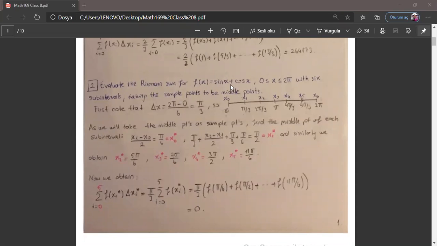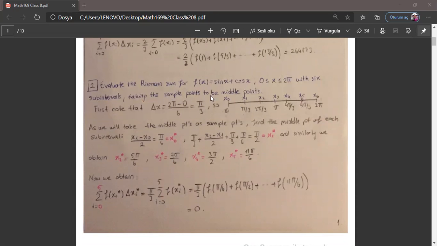And we're given this function, sine plus cosine. We're given this interval from 0 to 2 pi, and we divide this again. We need to take 6 subintervals. That's why here we have the delta x, okay? Each subinterval should be pi over 3.